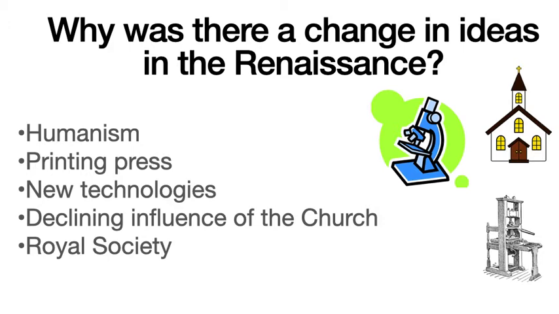Secondly, we get new technologies in this period, particularly the printing press. Now, the printing press is crucial because it helps to break the church's control of ideas. Previously, all books had been made in monasteries, written out by monks, and so the church controlled what ideas would be spread. Because you now had printing presses, that control was broken, and new ideas could be circulated widely and cheaply. This meant new ideas could be much more popular.